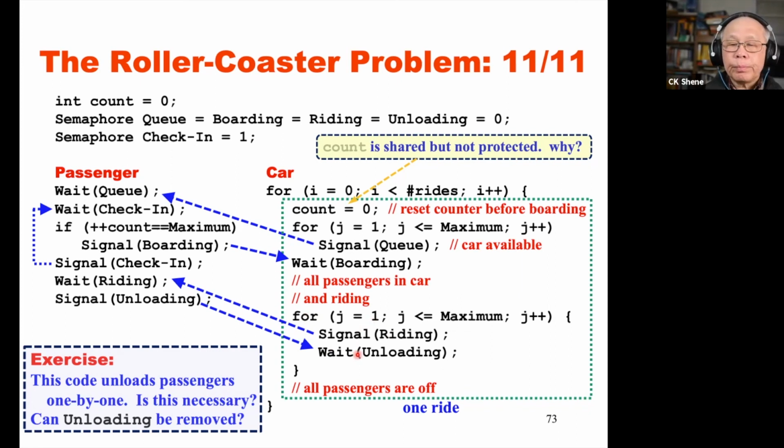So study this code before answering a few simple questions. Now, my first simple question is, count is being shared by the car and the passenger threads. In the passenger thread, we protect count by the check-in semaphore. But why? In the car thread, the variable count is not protected. Think about it. The answer is rather easy.